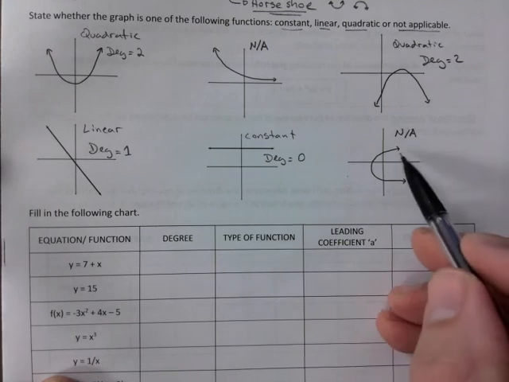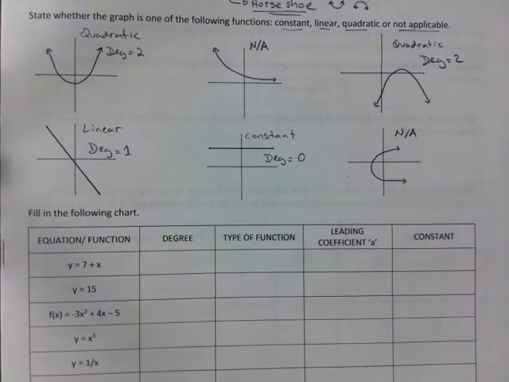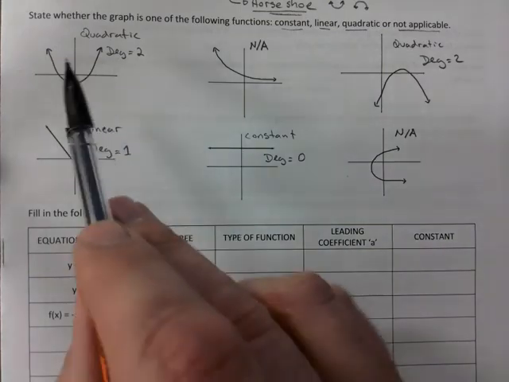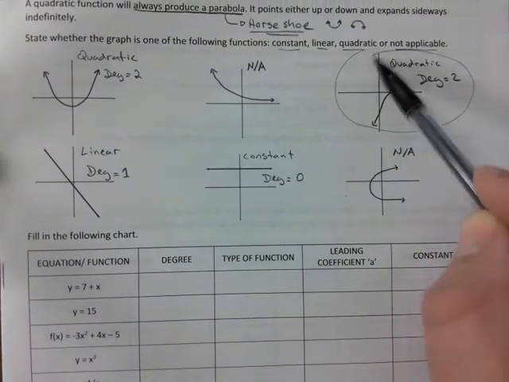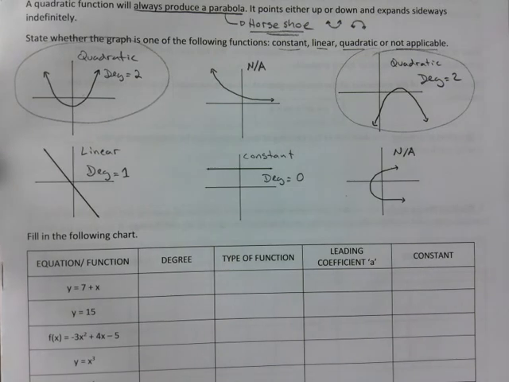This one is not applicable. If you have something that looks like a parabola pointing sideways, it's not a quadratic. It has to be pointing up or down. So if you want to focus on quadratic, these are the only two that happen to be quadratic. And we notice because they look like a horseshoe and are either pointing up or down.